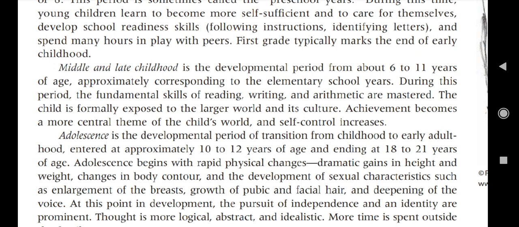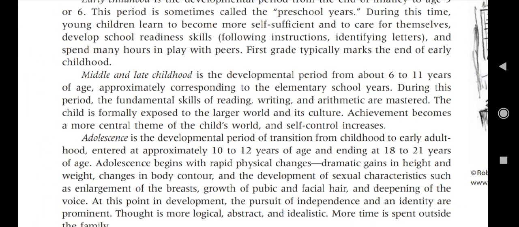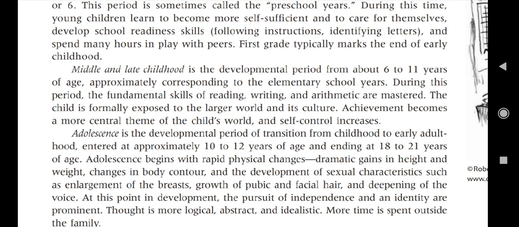So adolescent begin with the rapid physical changes. Remaja bermula dengan perubahan fizikal yang sangat rapid. Rapid ni apa? Perubahan drastik. So dramatic gains in height. Tiba-tiba dah jadi tinggi. Beza dengan kanak-kanak. Right? Alam remaja. Sebab hormon sangat aktif dikeluarkan untuk menonjolkan ciri-ciri kelakian dan kewanitaan, keperempuanan. So dramatic gains in height and weight, perubahan tinggi, perubahan berat. Changes in body contour, perubahan dari segi ciri-ciri badan, and the development of sexual characteristics such as enlargement of breast. Perkembangan anggota seksual. Contohnya enlargement of breast, growth of pubic and facial hair. So enlargement of breast and growth of pubic, they happen to boys and girls.